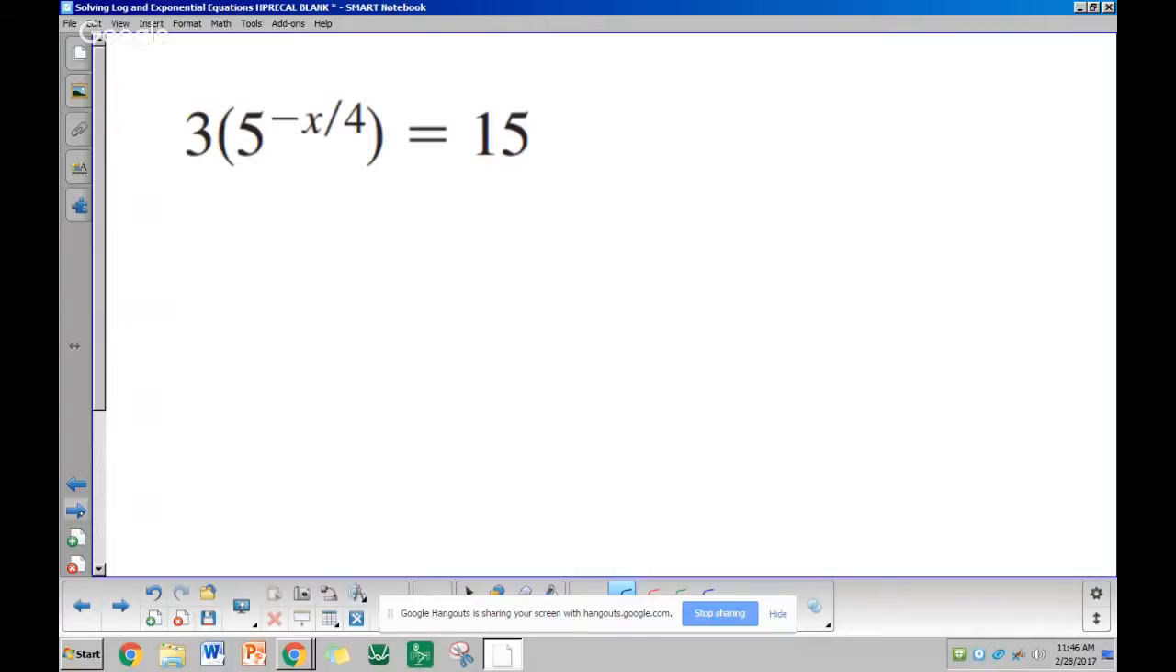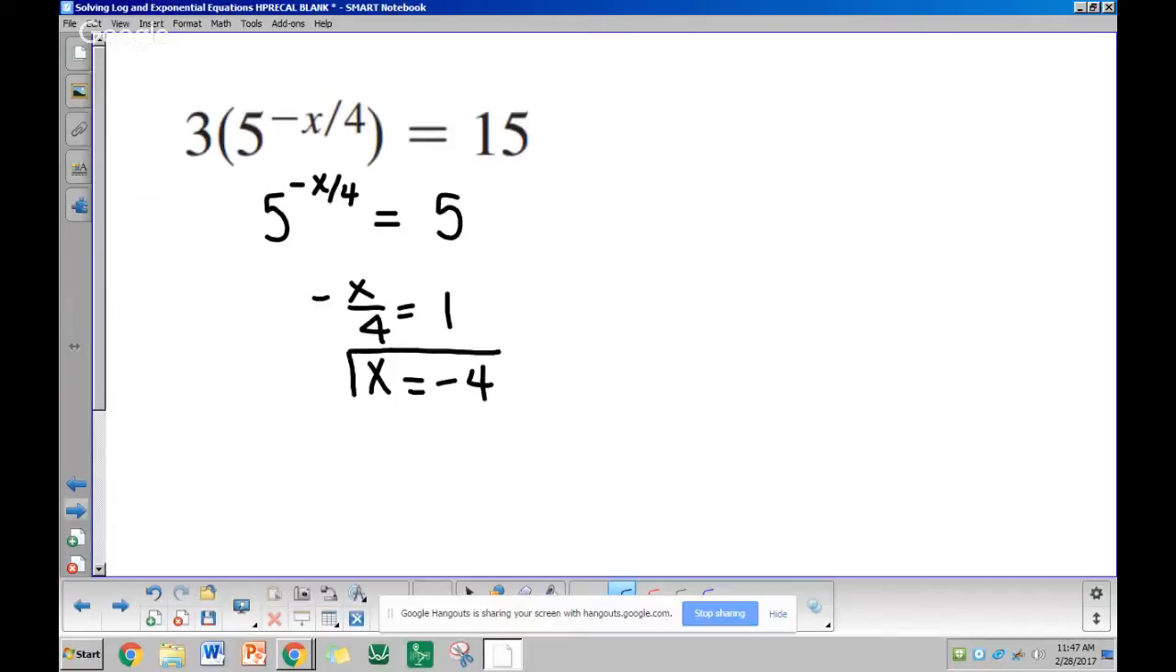We're going to divide by 3. And this one will be 5 to the negative x over 4 equals 5. So we just say negative x over 4 equals 1, the invisible 1 on the other side. So then x equals negative 4. I figured we'd start off really easy.